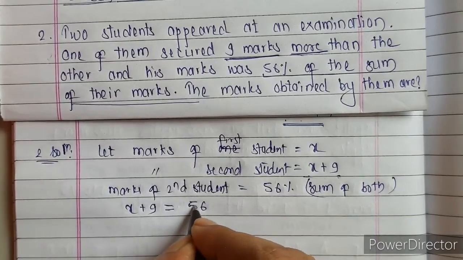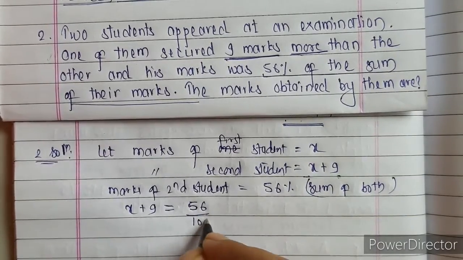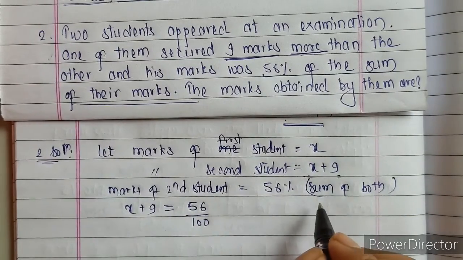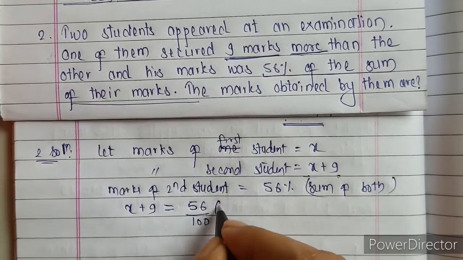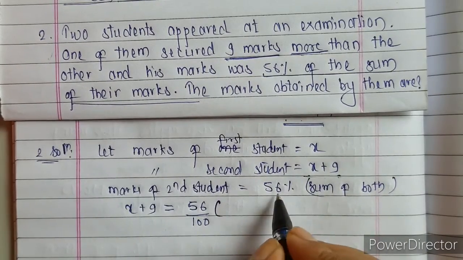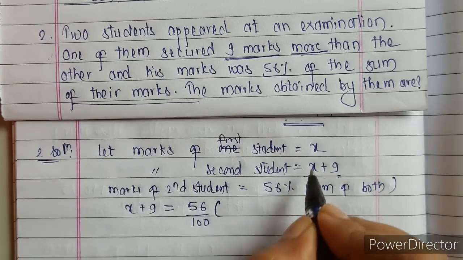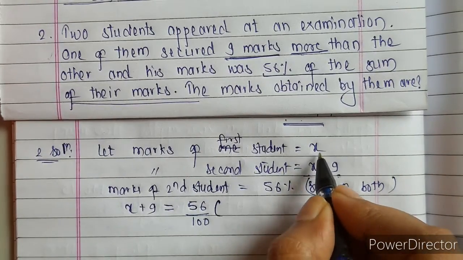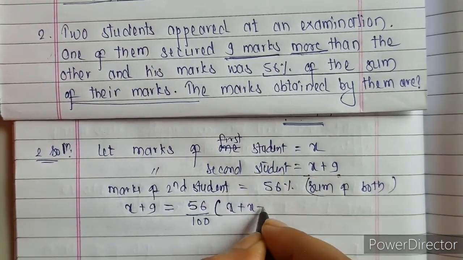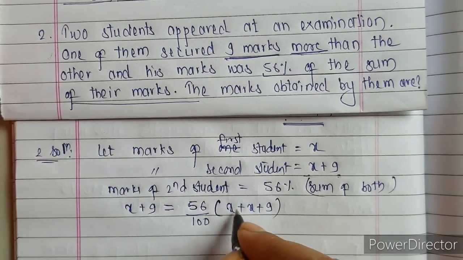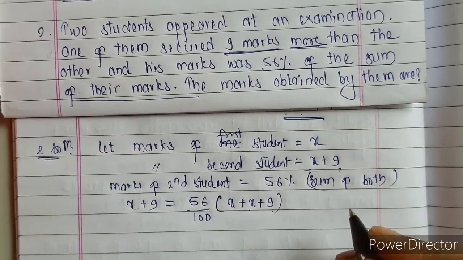So how do we write percent? It is 56 by 100. And this is 56% of the sum of both of their marks. And what is the sum? It is x plus x plus 9. Marks of first student plus marks of second student.